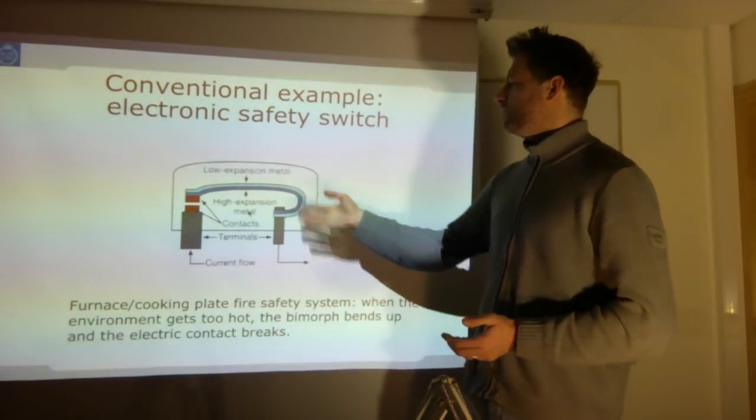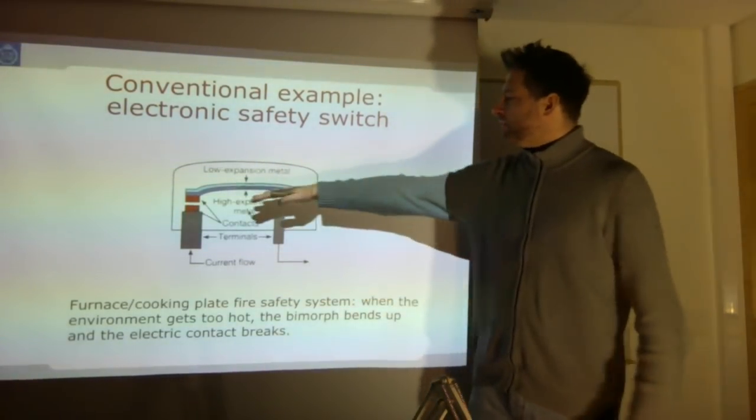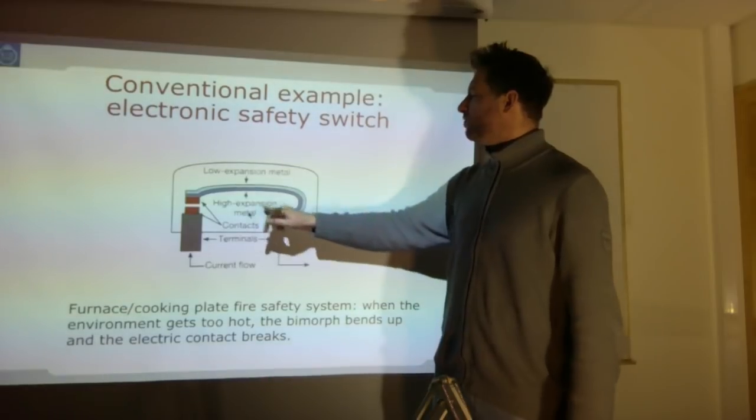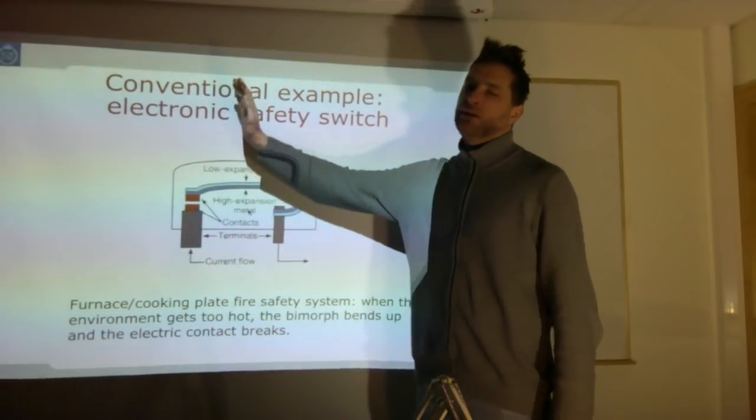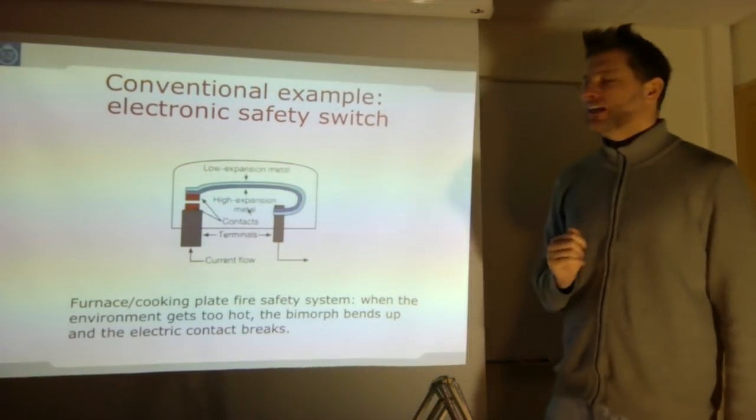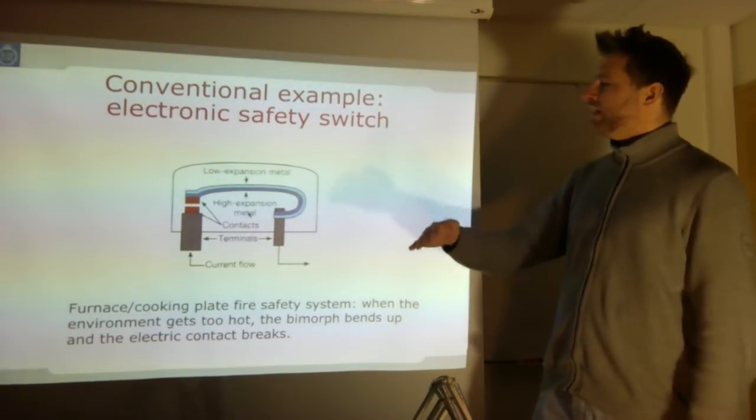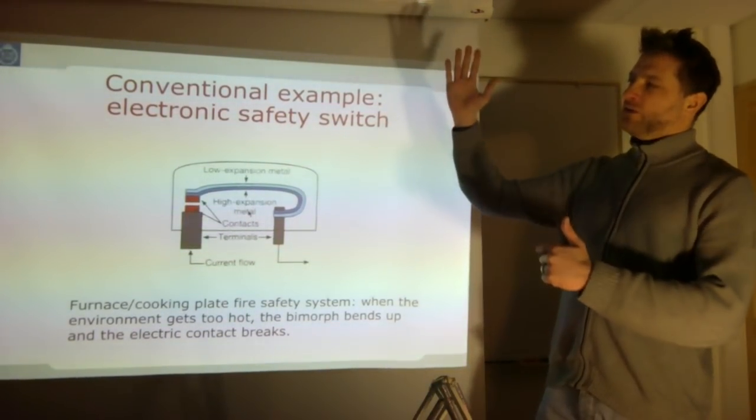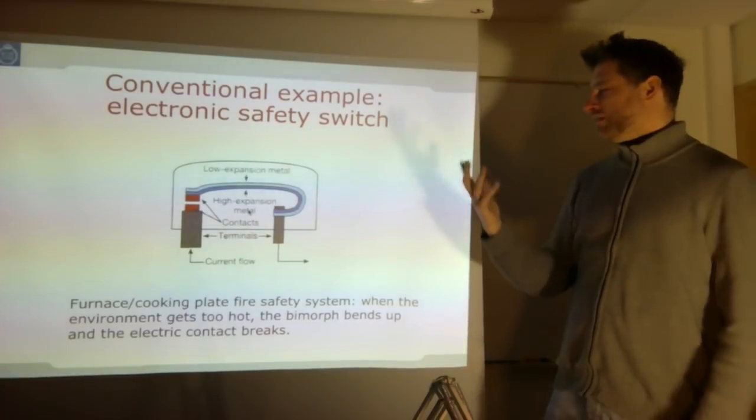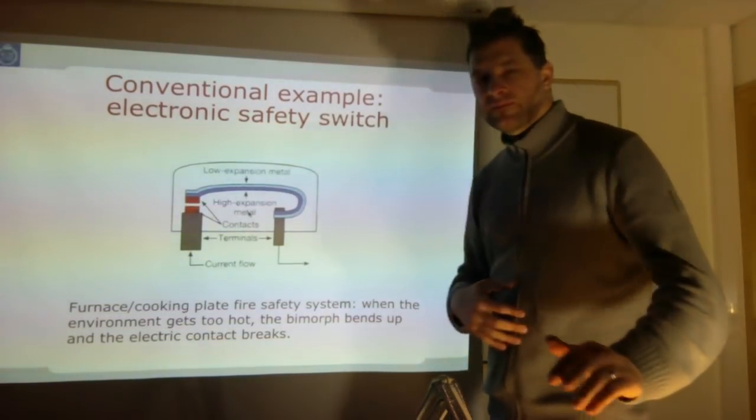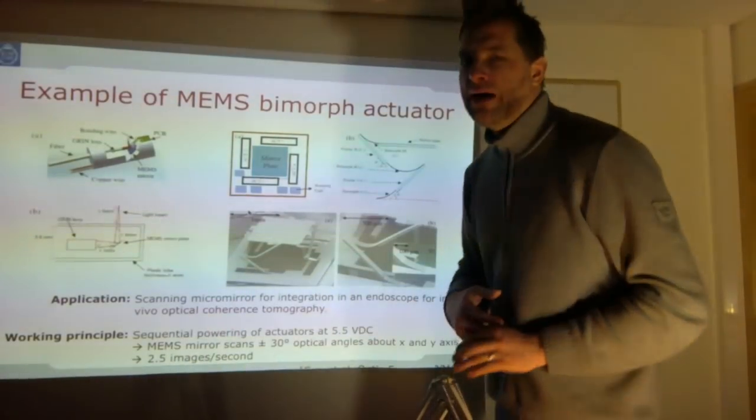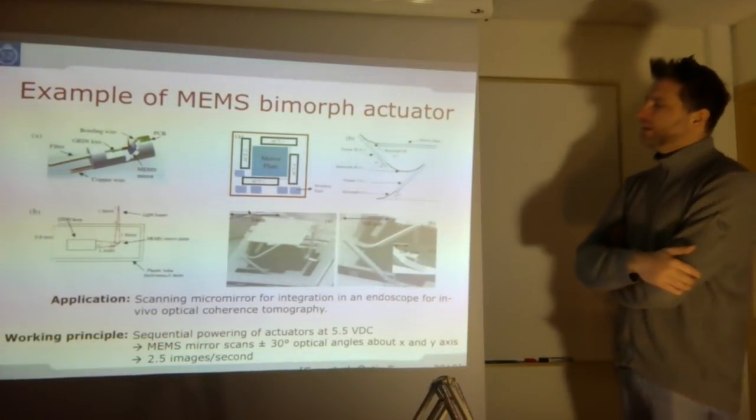So for example, if the temperature is above, say, 110 degrees, this bimetal will move so much that automatically this connection here will be broken. So it is an inherently safe mechanism. If the temperature gets too high, the current loop is broken, you don't have current anymore, and the system can't heat further. An example of a bimorph in MEMS is shown here.